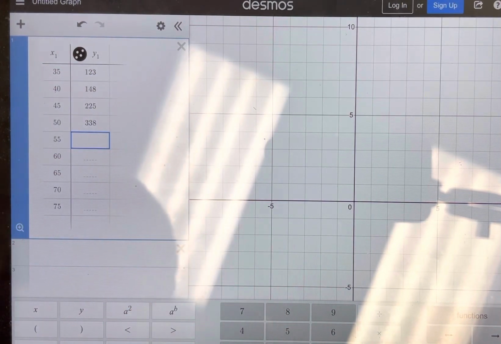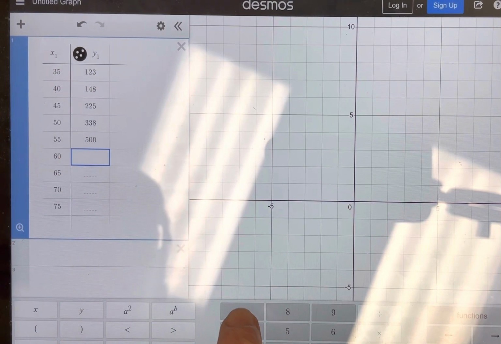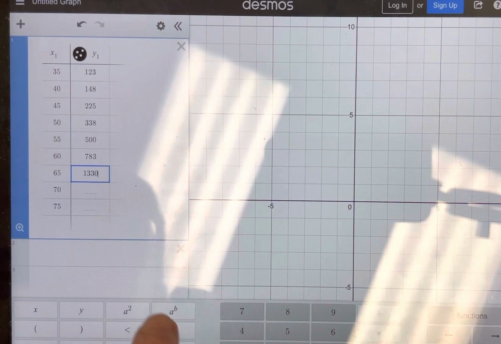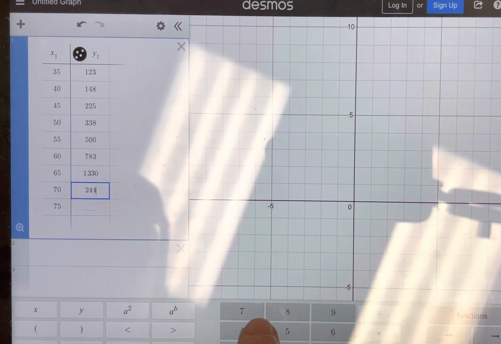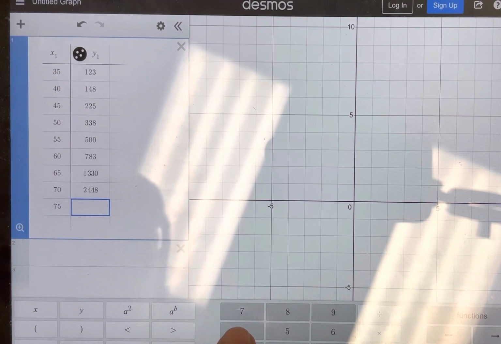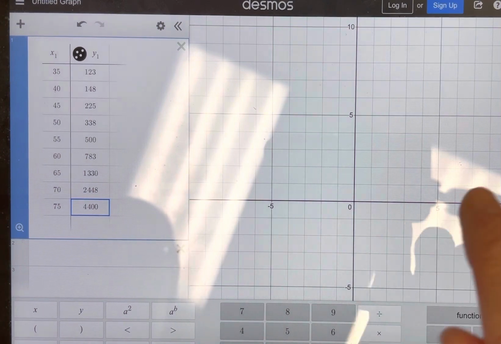For a 55-year-old, it is $500. For a 60-year-old, it's now $783. For a 65-year-old, it's $1,330. For a 70-year-old, it's $2,448. And for a 75-year-old, it's a whopping $4,400. So there are my points. Now let's take a look.